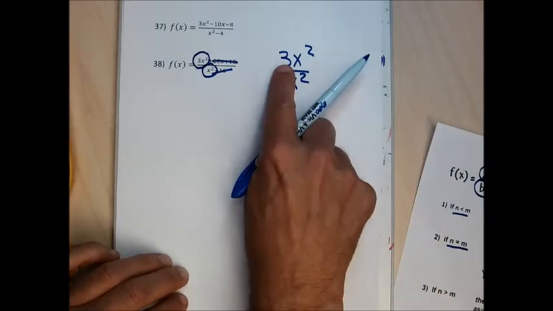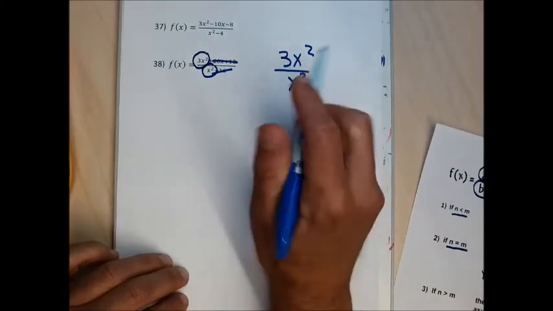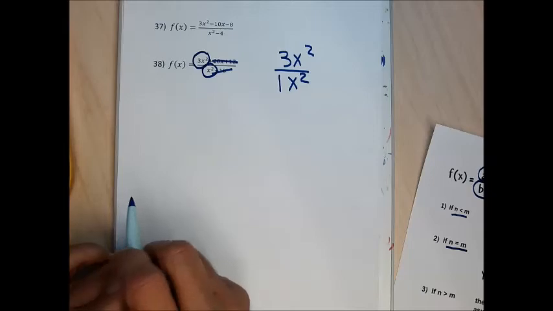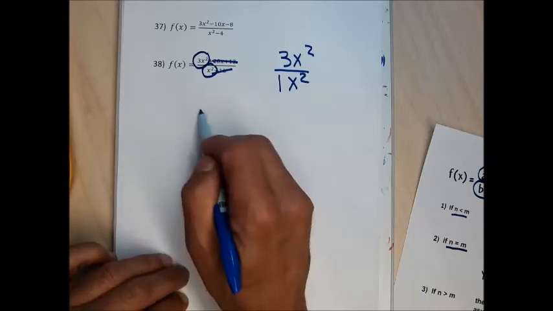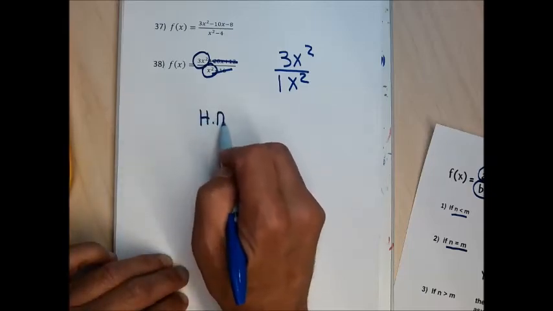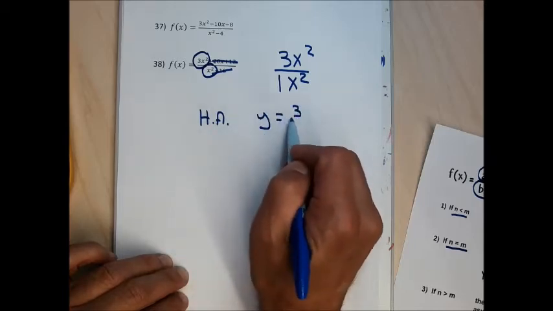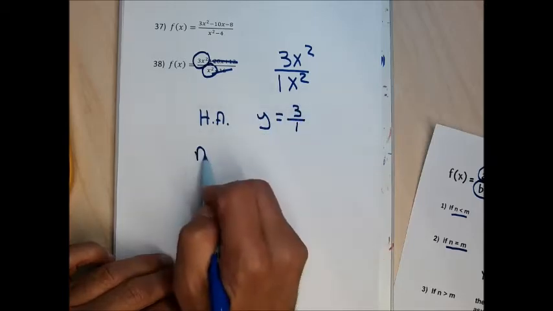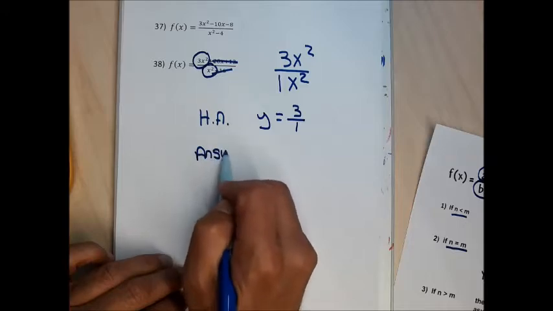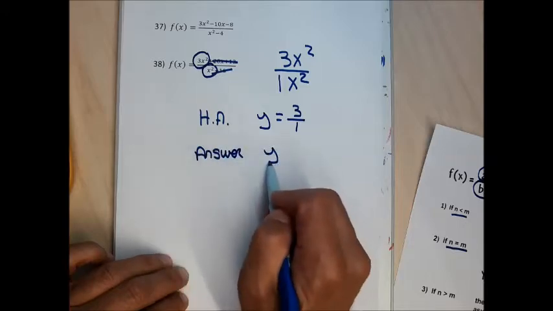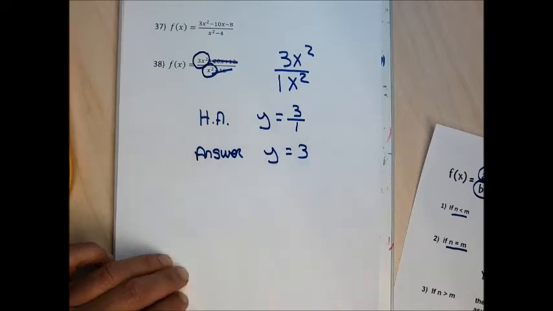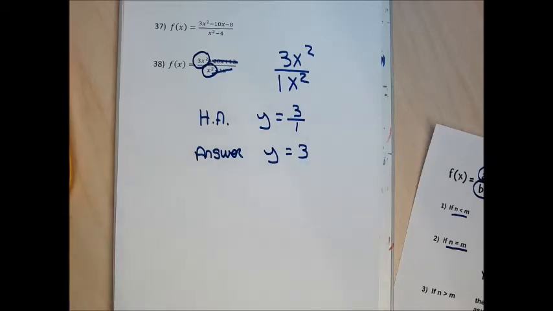The number in front of the x in the numerator I can see as a 3. The number in front of the x in the denominator I can't see, but it's an implied 1. The horizontal asymptote, which I'm going to abbreviate HA, is going to be y equal to 3 divided by 1. And my answer to problem 38 is the horizontal asymptote is going to be y equal to 3. You should be able to do something similar for 37.